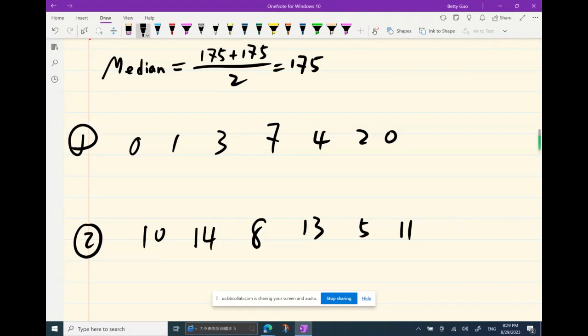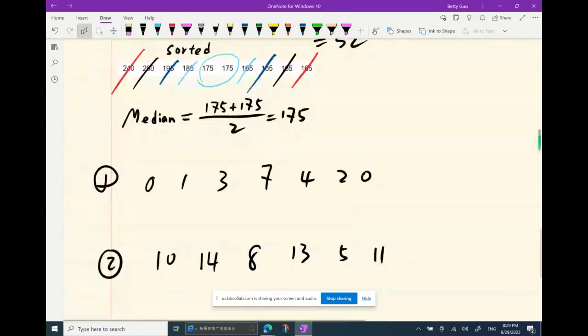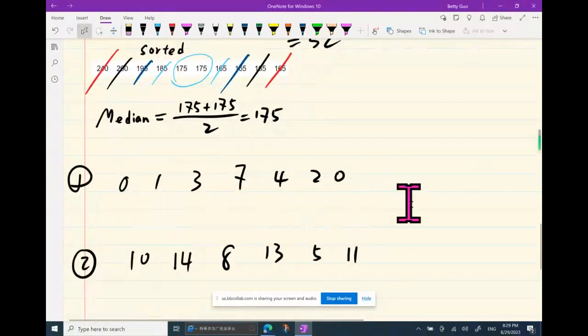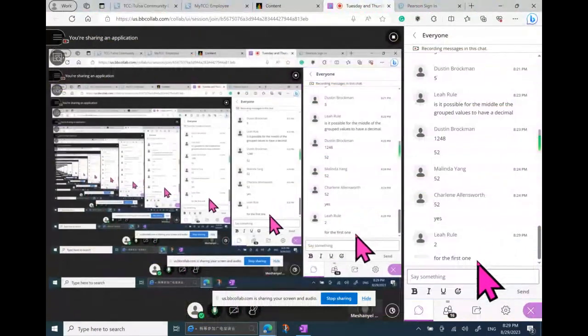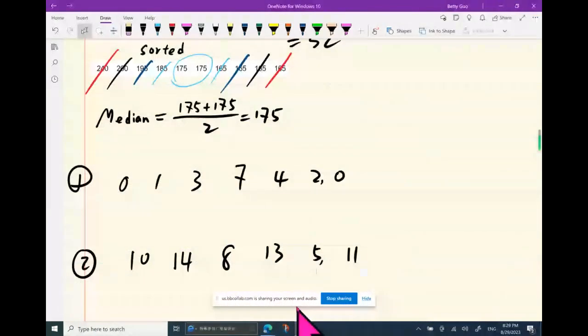Okay, I'm gonna give you a little time to try the method I just showed you for the median. By the way, this is 2 and 0, not 20. For the first one, the median is 2.